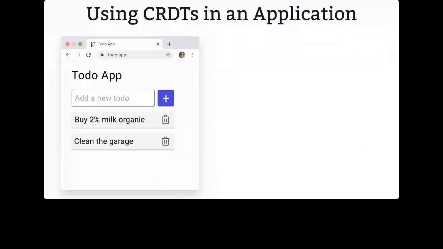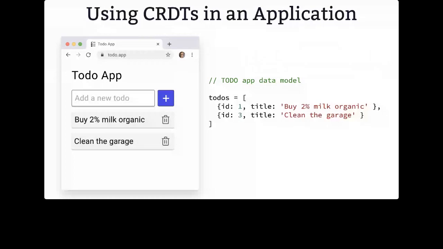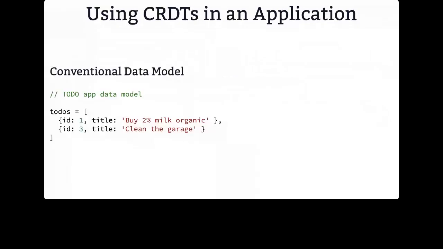Okay, so to achieve the kind of collaboration I just alluded to, this conventional data model isn't going to help us. However, with a few small changes to the data types in our model, we can make this app more collaborative. So what changes to this conventional data model would we need to make?